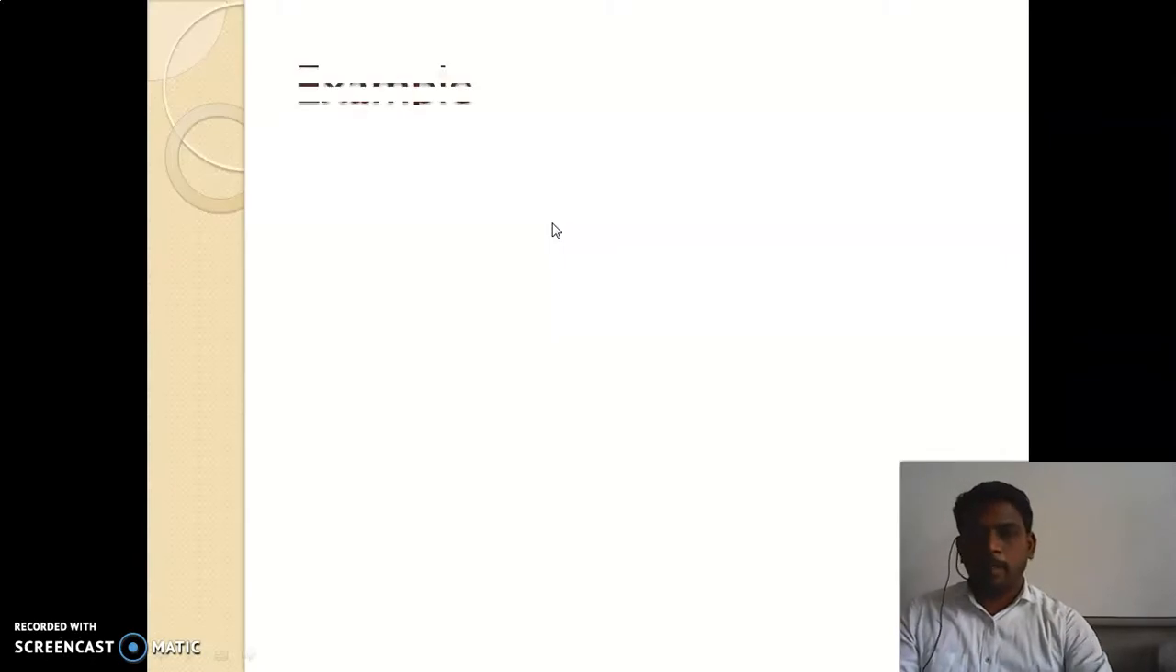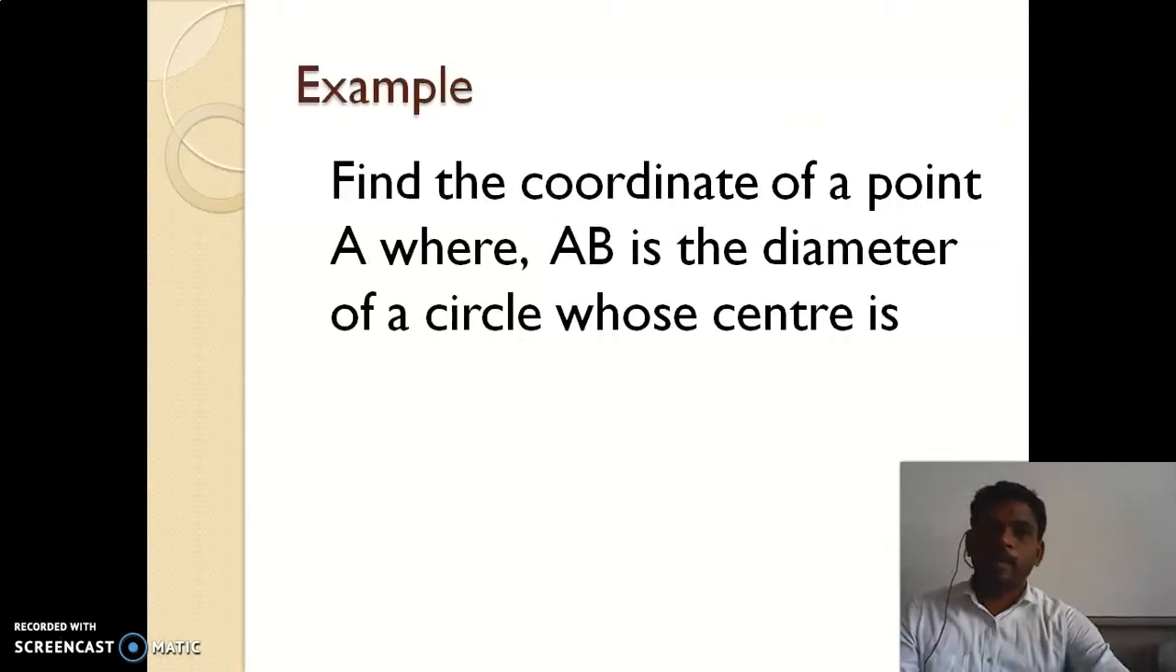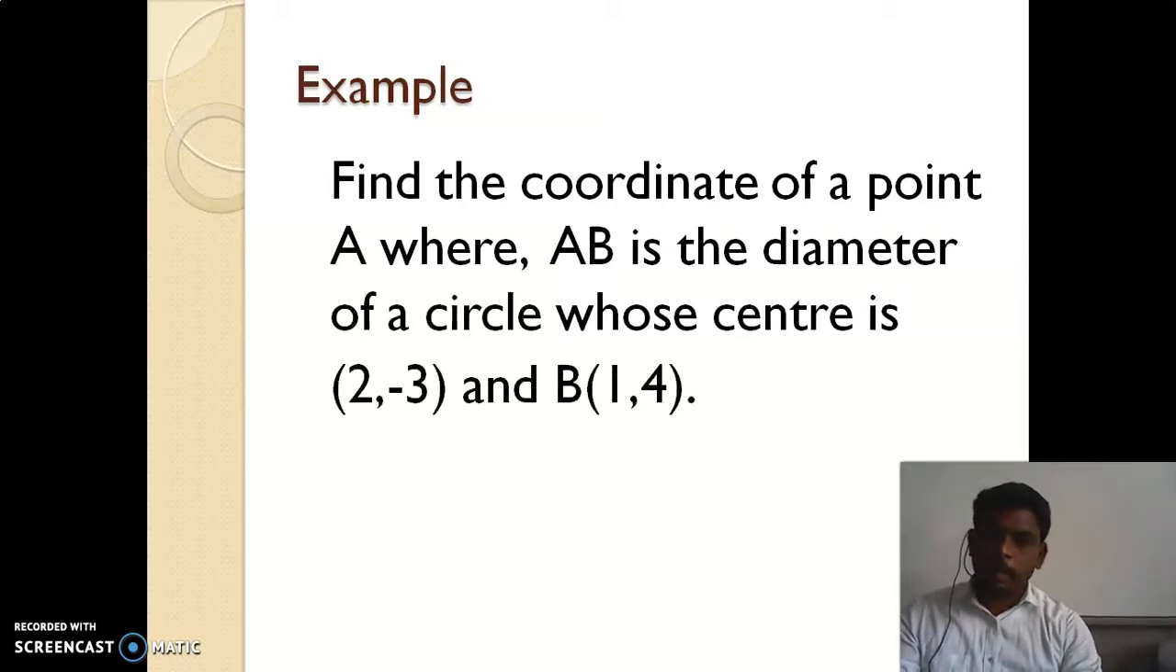Look at the next example. Find the coordinates of a point A, where AB is the diameter of a circle whose center is 2, -3 and B is 1, 4. So here AB is a diameter of a circle, and one of the points on the diameter is 1, 4. That is one end point of the diameter, and we are going to find out the other point, that is A, and the center value is given here. Okay, so let us see the solution video now.